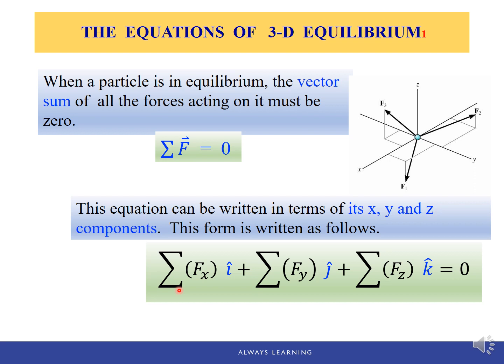So the resultant force: the x component of the resultant force is the sum of all the x components, and the y component of the resultant is the sum of all the y components, and the z component of the resultant force is equal to the sum of the z components of all the forces. And this formula is called the vector formulation for 3D equilibrium problems.